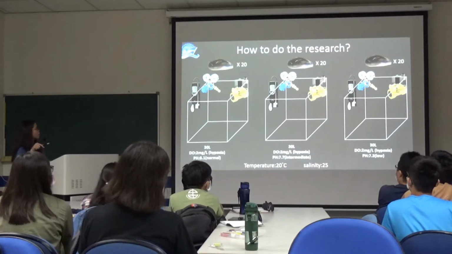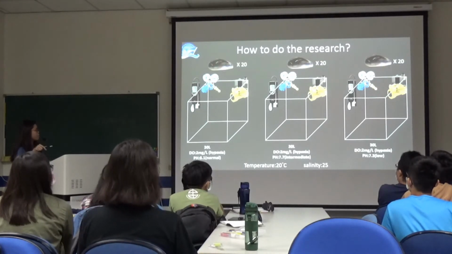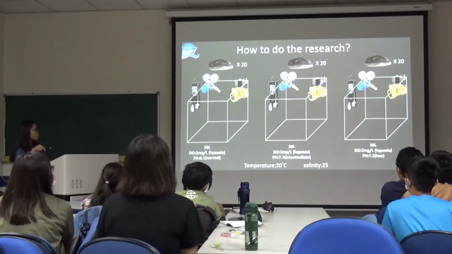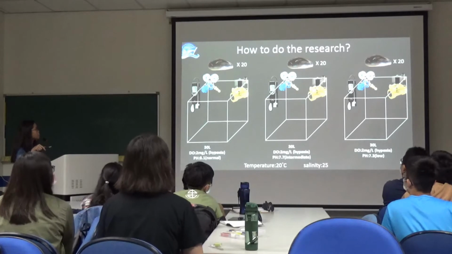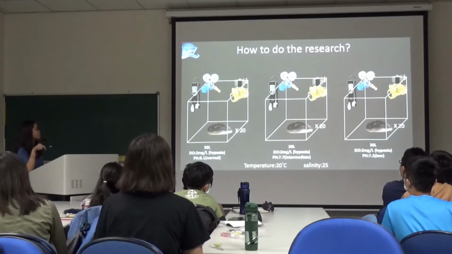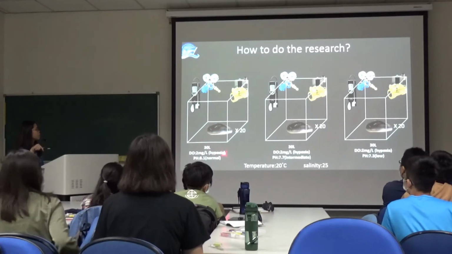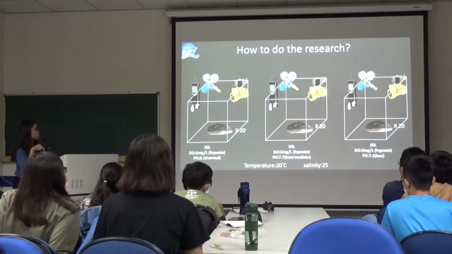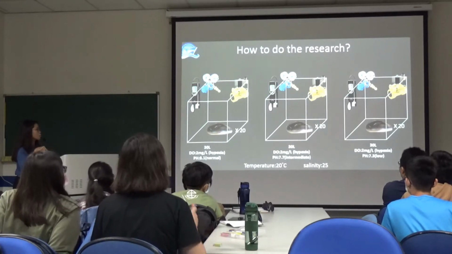And here we have another 3 replicated tanks, and the equipment is the same as we just mentioned before. We will also put 20 mussels into each tank, and the only difference is that their dissolved oxygen is 2 micrograms per liter, and this is the hypoxia condition.